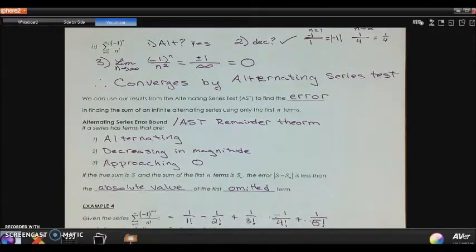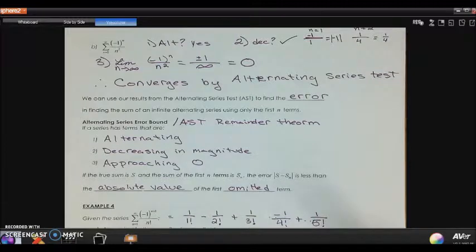Okay, so the next thing we're going to talk about is our error. So the alternating series error bound, the ATS remainder theorem, as it's sometimes referred to. Basically, it has to meet those terms. It has to be alternating, it has to be decreasing in magnitude, and it has to be approaching 0. So, all those things we just talked about.